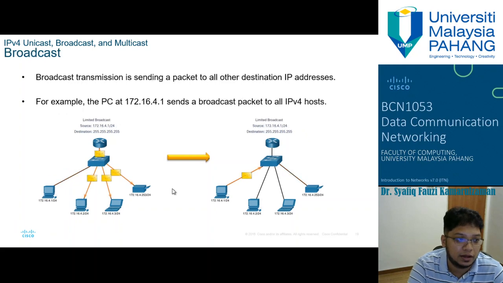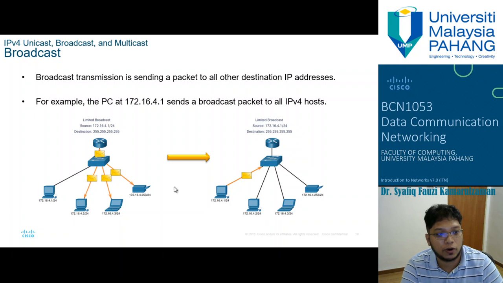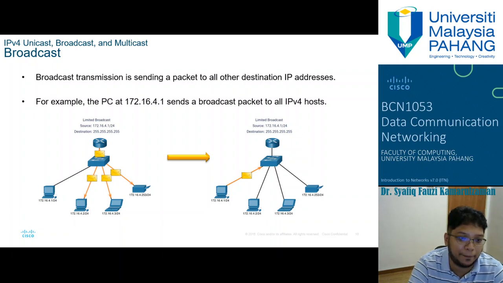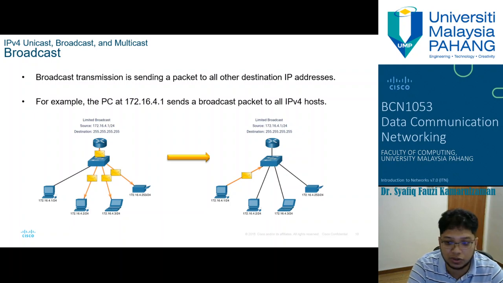Then we have a broadcast. Broadcast transmission is sending a packet to all destination IP addresses within a network. This is usually used when the sender PC doesn't know which address the application it is using is intended for.